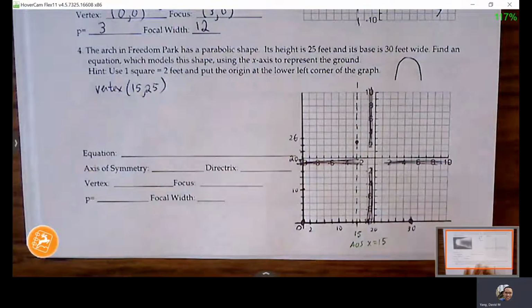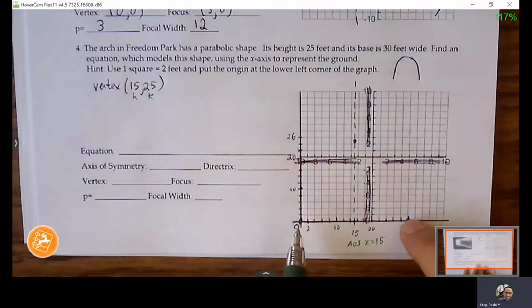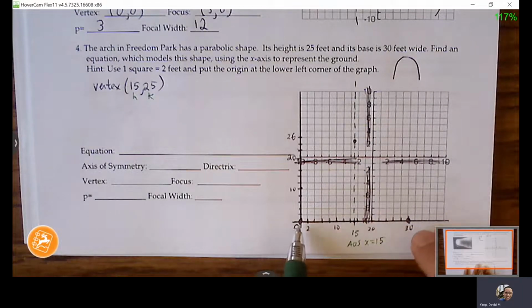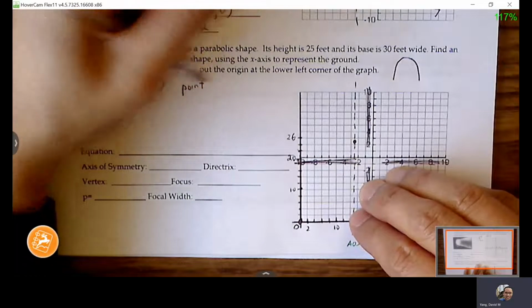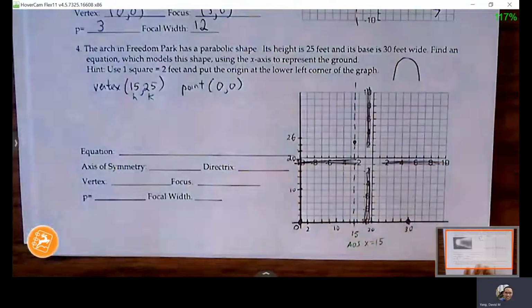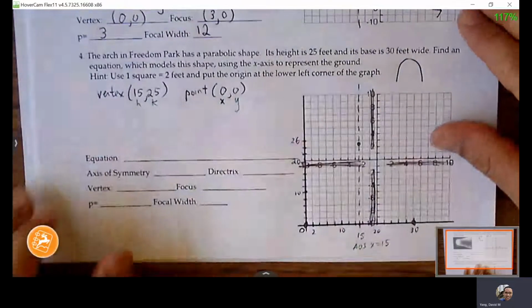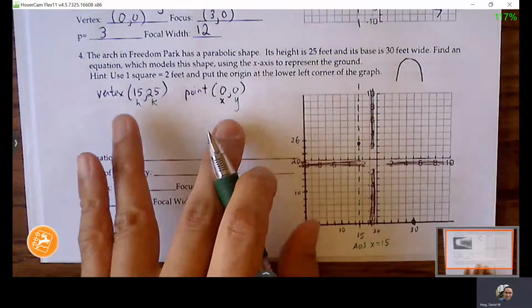We'll let that be the h, k. Now you may be tempted to think that this is the focus because we have identified points here, but we don't know what that focus is. But we do know a random point. We can either choose 0, 0 or 30, 0. 0, 0 is going to be the easier one to plug in, so we'll let that 0, 0 be a point that we know for sure is on this parabola. And we'll let that be the x, y. This is similar to number 1 from the previous page, where we're using a random point to help us find that p-value.